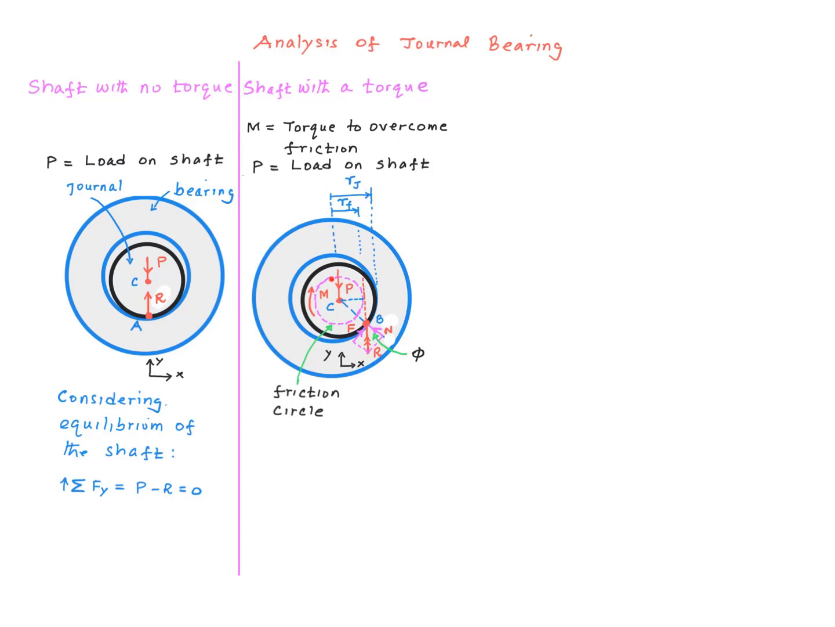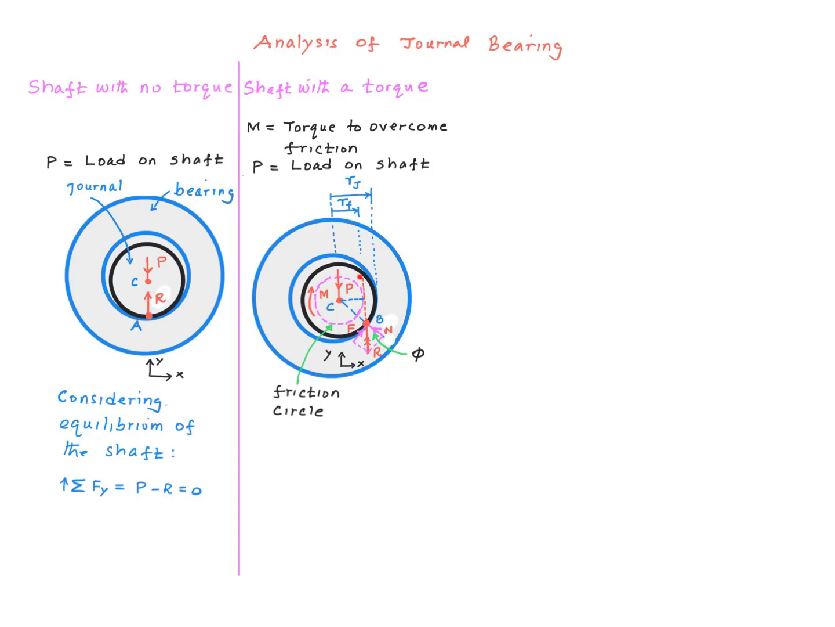If I were to draw a circle that is tangent to that vertical line representing the line of action of R, that circle is what is called the friction circle. This angle right here is phi, right? The friction angle, and therefore this angle is also the friction angle, and therefore this radius right here is going to be Rj sine phi. In other words, Rf is going to be Rj sine phi.